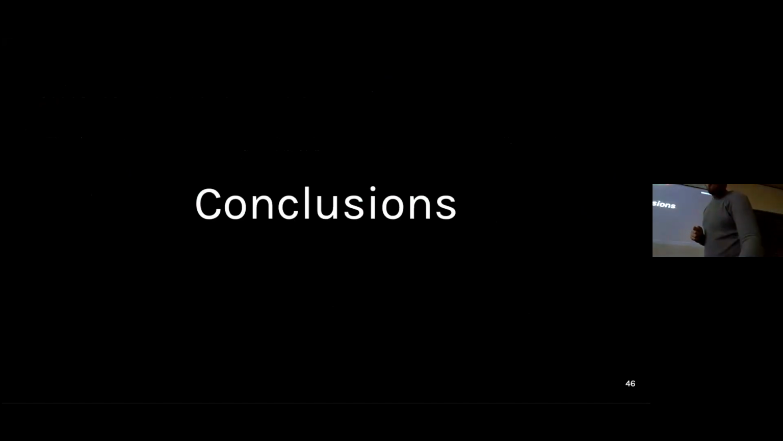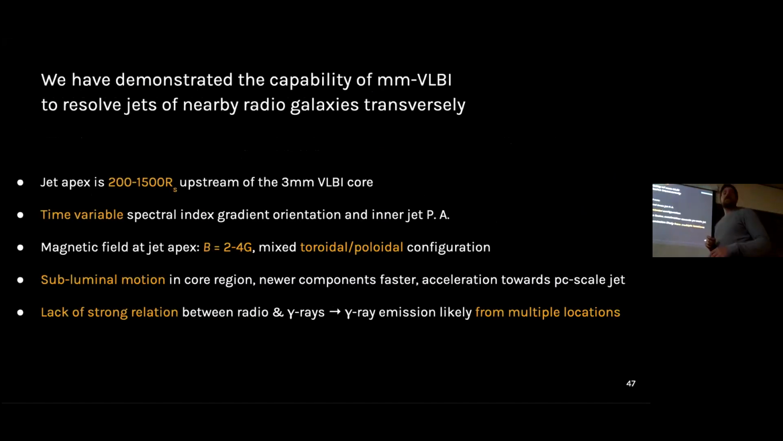And with that, I arrived at my conclusions. So we demonstrated in this work that we have the capability with millimetre VLBI to resolve jets transversely in nearby radio galaxies. For TC84, we found that the jet apex is 200 to 1,500 Schwarzschild radii upstream of the 3 millimetre VLBI core. We found that the spectral index gradient orientation is time variable.